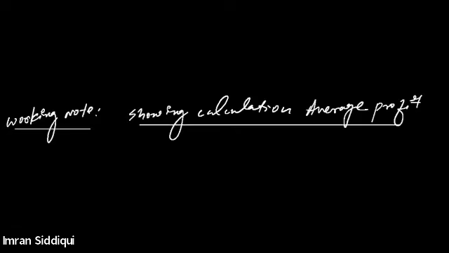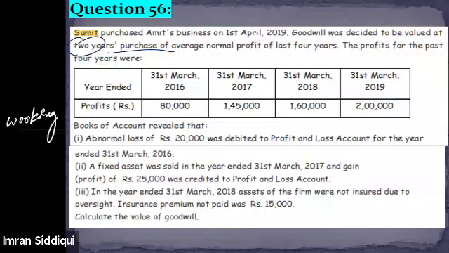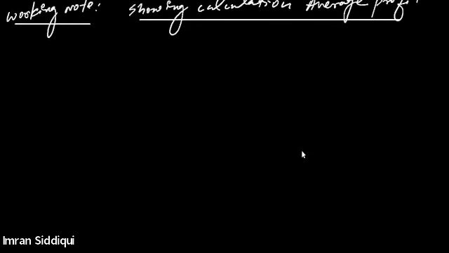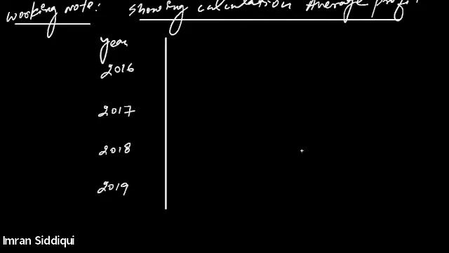To determine the average profit of the firm, first of all, we need to find out the normal profit of the firm for the years 2016, 2017, 2018, and 2019. Right? And the profit for these years.